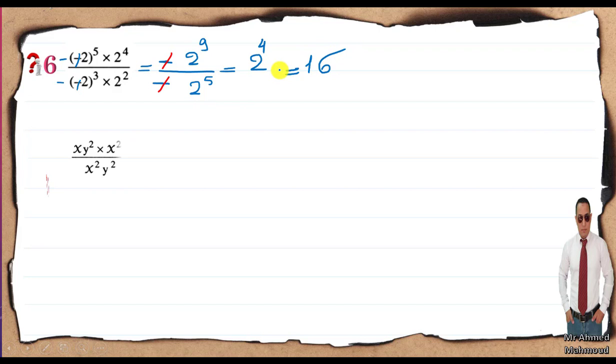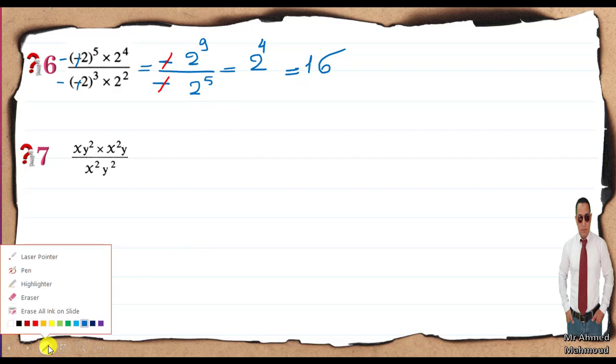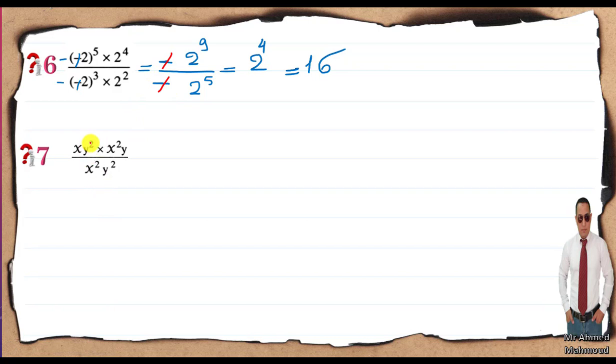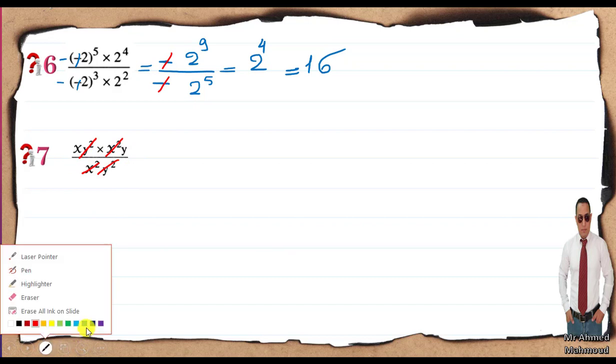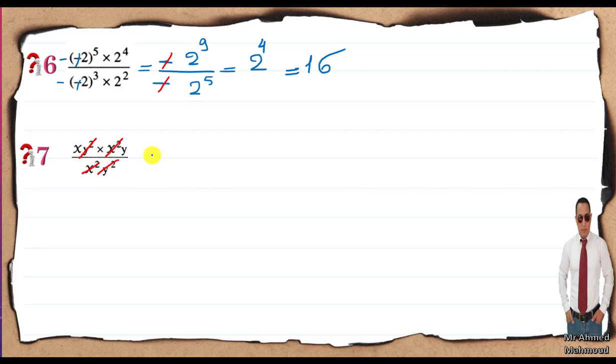Okay, number 7. In this case, I have division, and I see like factors here. I have y to the power of 2 up and y to the power of 2 down, so I'm going to cross them. x to the power of 2 up and x to the power of 2 down, so I'm going to cross them. Finally, the remainder is x and y, so it is equal to x times y, equal to xy. So it will be like this, xy.